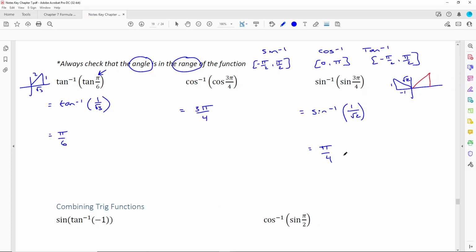Now, could you check this with a calculator? Well, let's try. Okay, I'm going to put my calculator in degrees and expect a 45-degree angle as an answer. So I'm going to go inverse sine of 3 pi by 4. And what did you get? You get it? Spot my mistake.